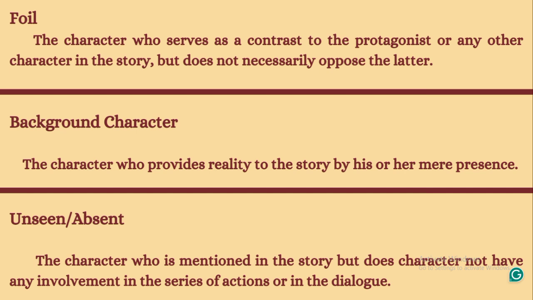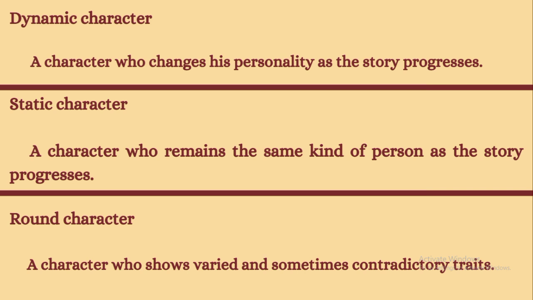The next type of character is the dynamic character. It is a character who changes his personality as the story progresses. They evolve in response to the events and conflicts they encounter, leading to a transformation in their beliefs, attitudes, and personality traits by the story's conclusion. So, for example, Ebenezer Scrooge in Charles Dickens' A Christmas Carol.